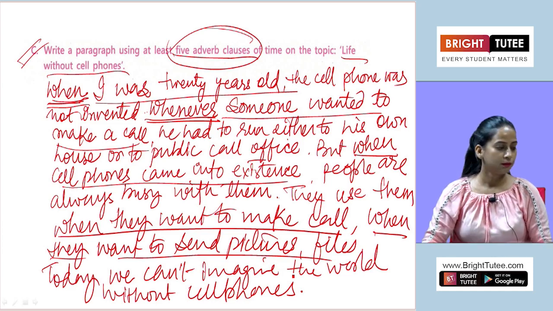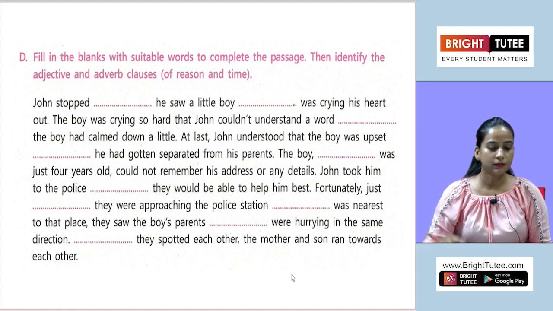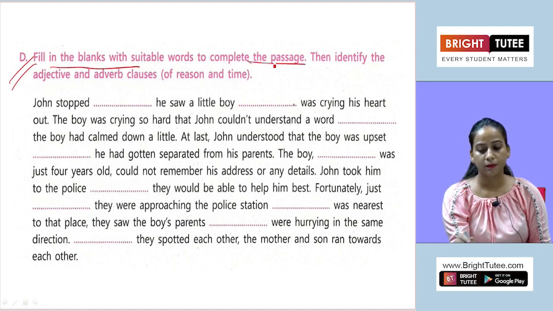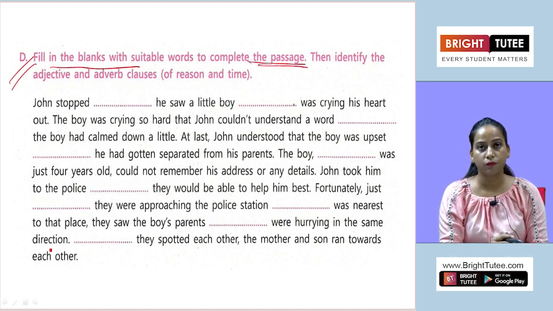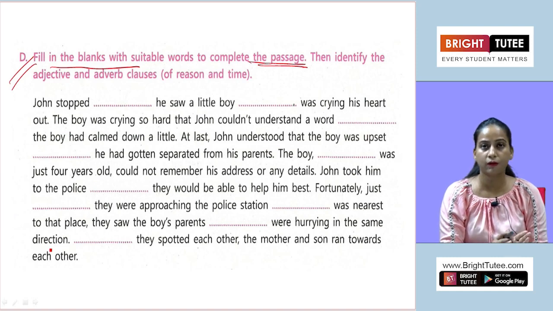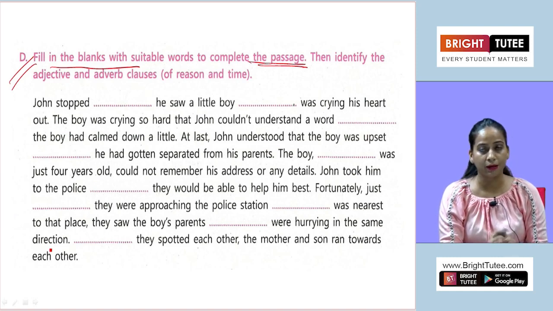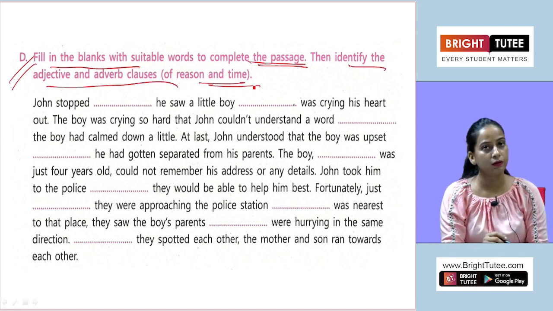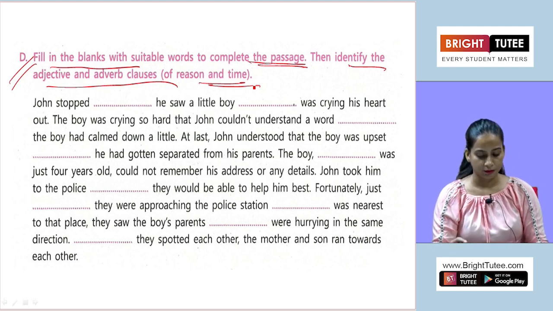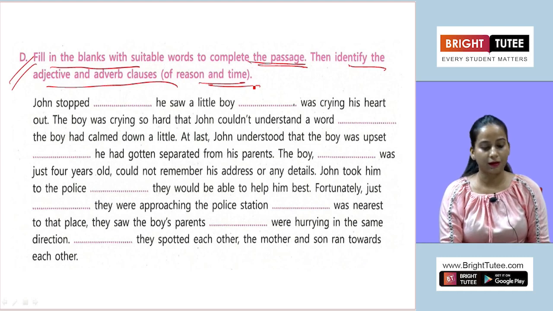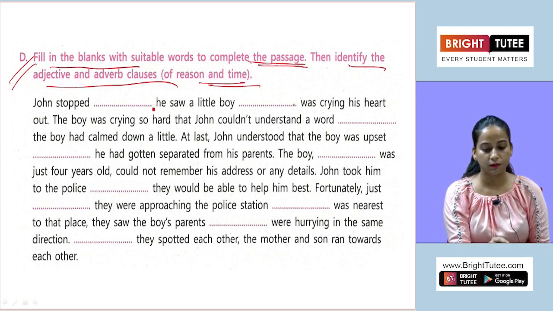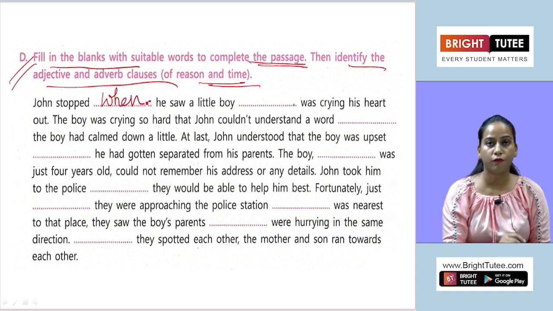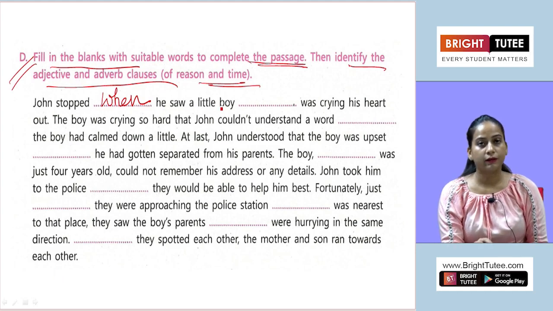Next we are moving to another part of this unit, that is fill in the blanks with suitable words to complete the passage. Here the appropriate words we have to use based on the adverb clauses, both reason and time. Accordingly we have to use, and then we have to identify the adjective and adverb clause, whether it is for reason or time. We have to fill it. So here we are starting from the beginning. John stopped blank, he saw a little boy. So what will be the appropriate word here? When. He saw a little boy.